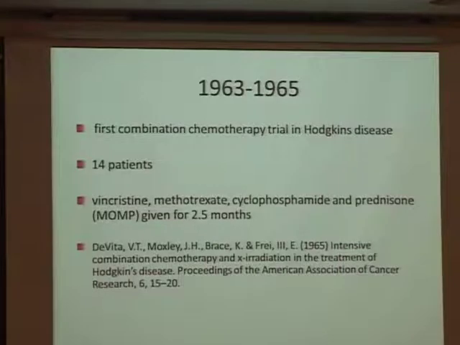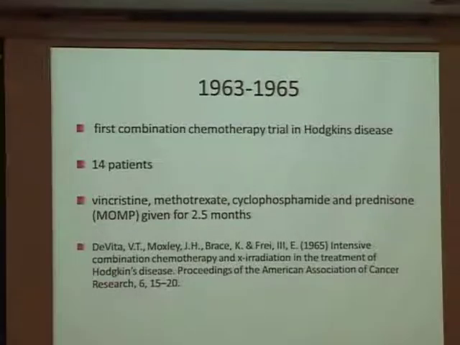Next slide. But as we experimented with giving patients multiple drugs, we met with quite a bit of success. So in the early 60s, 14 patients got a combination of 4 drugs: vincristine, methotrexate, cyclophosphamide, and prednisone. The drugs themselves aren't that important. The key thing is that we were giving people multiple drugs, and it worked much better than single drugs.